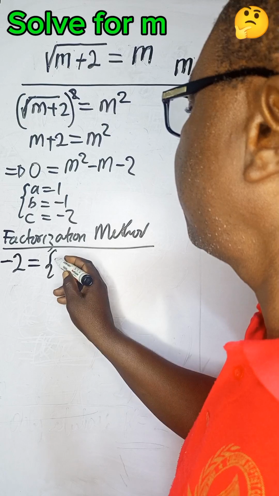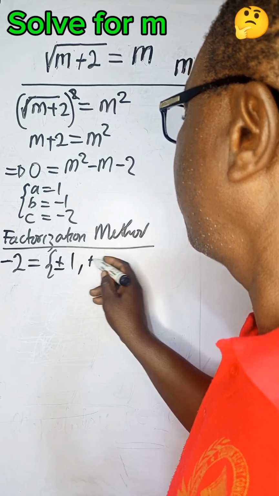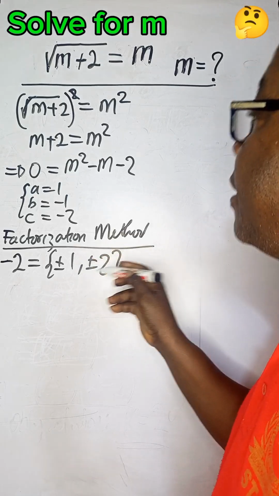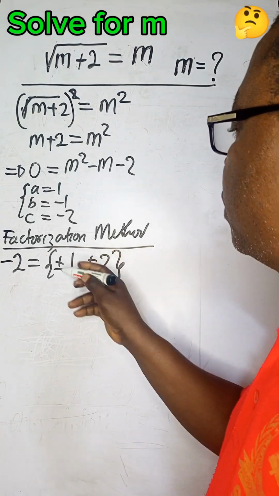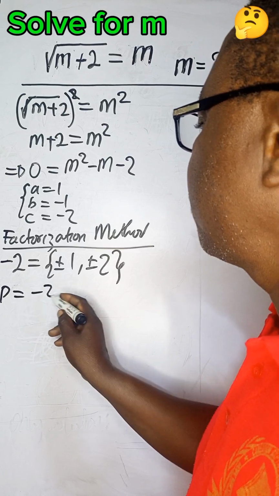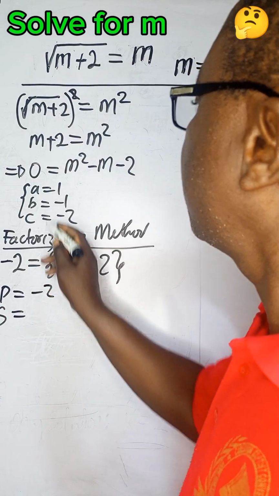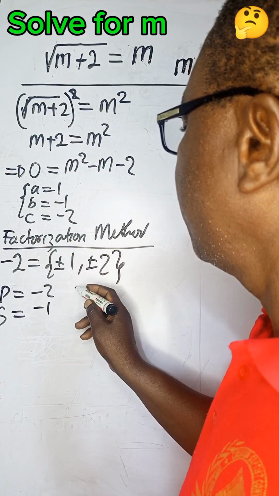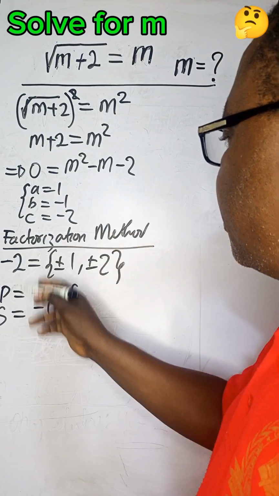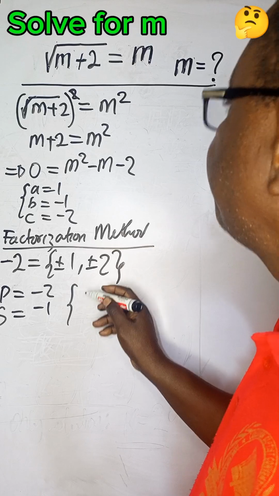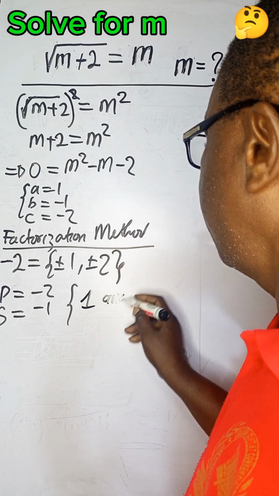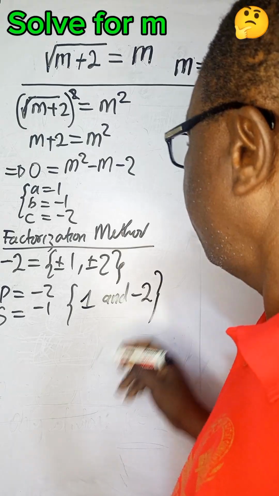What are the factors of c? Plus minus 1, plus minus 2. We choose from this list. There are 4 elements here. Which two elements here will respond to the fact that their product is negative 2 and their sum is the b, which is negative 1? So we see from this set, the only choice that will match, that will flow very well here will be 1 and negative 2. Okay?